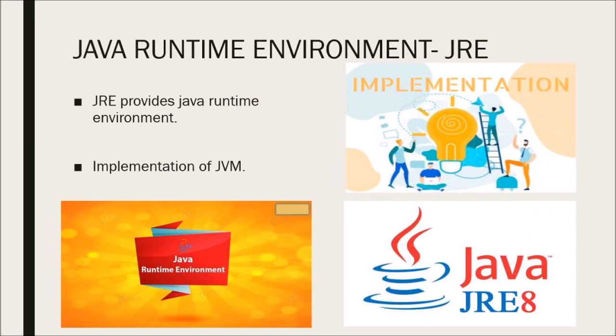Now comes JRE, which is the acronym for Java Runtime Environment. The function of Java Runtime Environment is very obvious. It provides the runtime environment and is an implementation of JVM. Now, before we move on to the next slide, you guys might be wondering what does runtime environment mean? It's kind of complicated to understand, so for now take it as the executing part of a code.